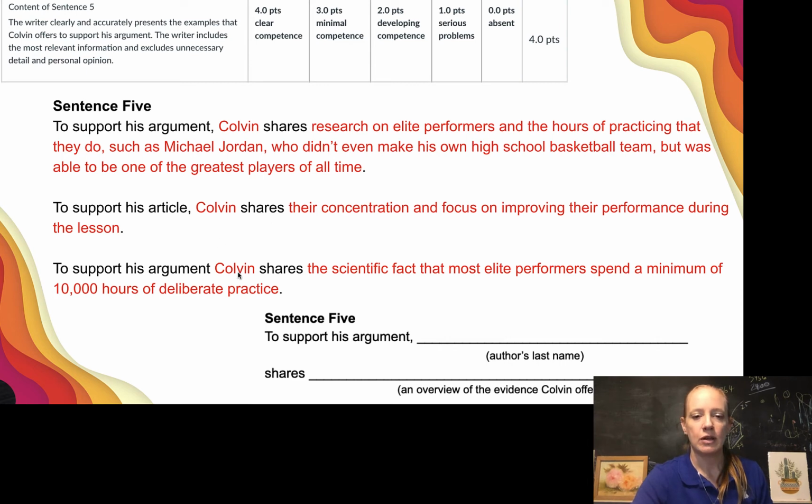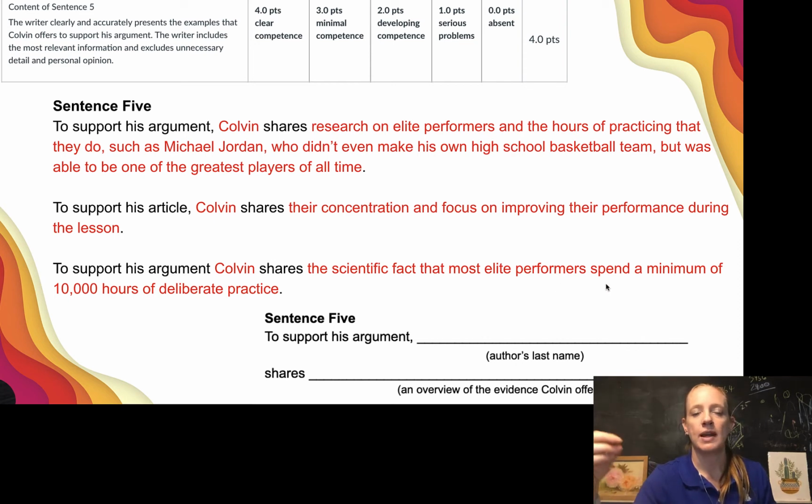"To support his argument, Colvin shares the scientific fact that most elite performers spend a minimum of 10,000 hours of deliberate practice." Now, what I like about this one is that it does give some evidence towards this, but it doesn't give an example. And this has to be an example. So this one is going to end up being a 2, even though it has really strong detail, it just doesn't have an example of a person from the article.